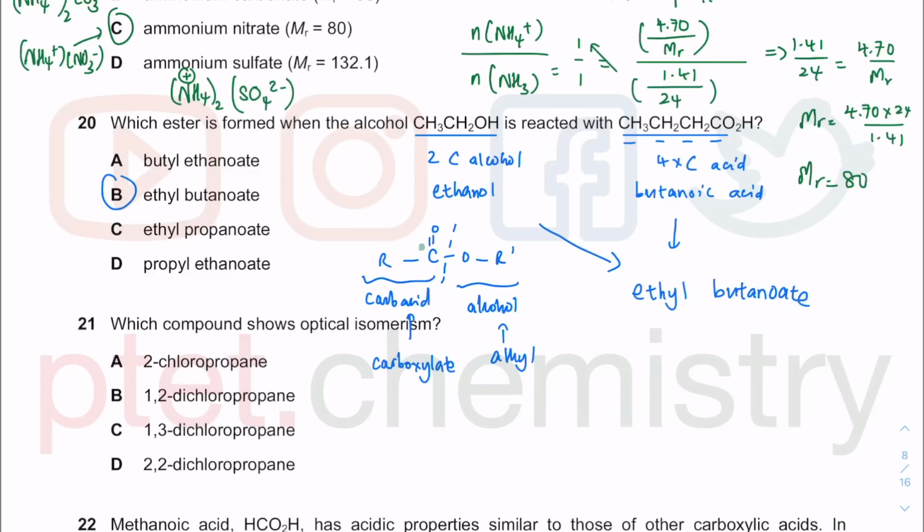So ethyl butanoate. If you have to draw it out, you can draw ethanol, and then you will draw the carboxylic acid, 4 carbon, 1, 2, 3, 4. So when they condense together, you will get an ester that looks like this, 1, 2, 3, 4, and then 1 and 2. So you can see the ethyl butanoate. So B is the correct answer there.